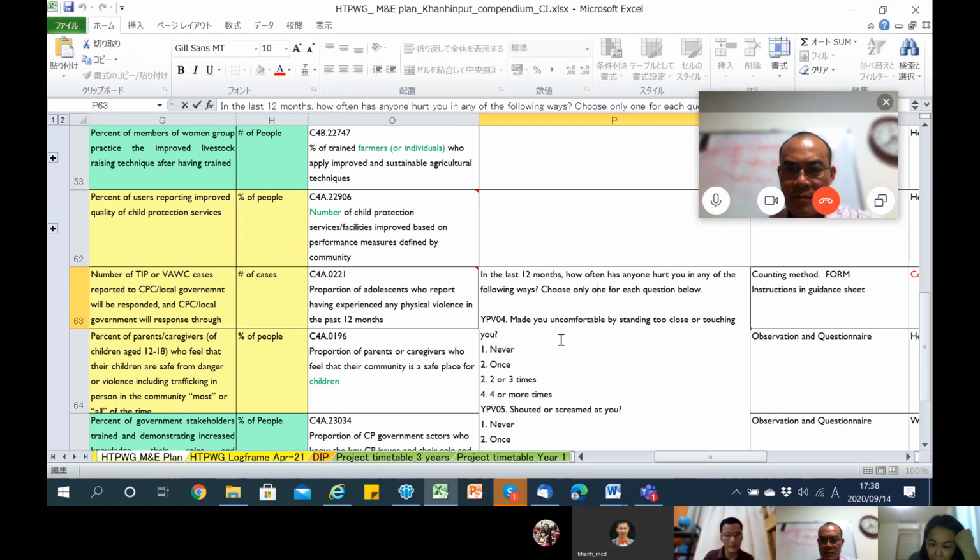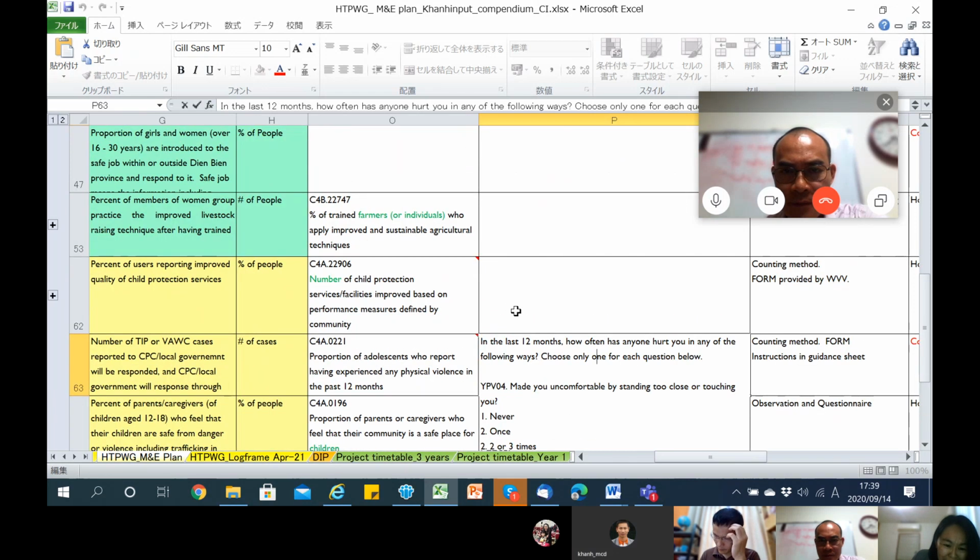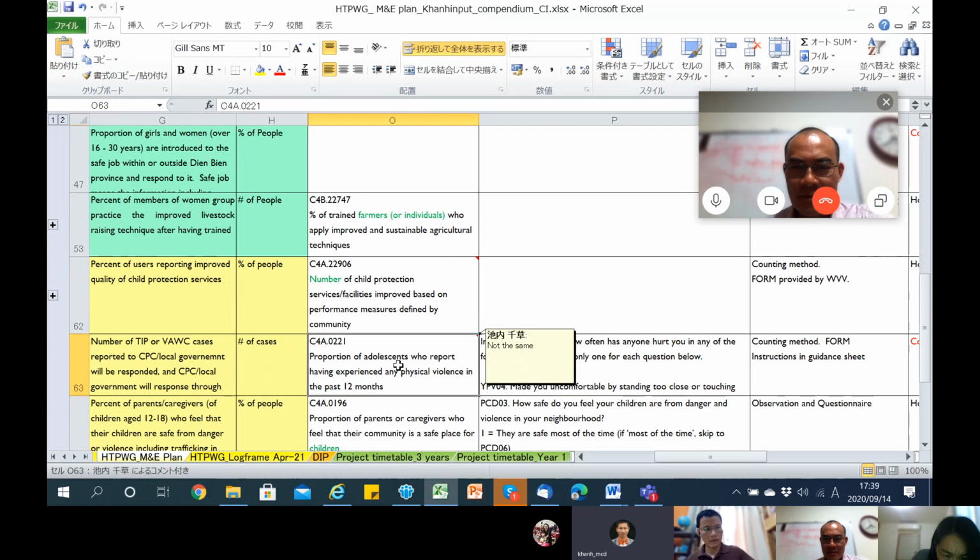Yeah, the first one: made you uncomfortable by standing too close or touching you. Shouted or screamed at you: never, once, 2 or 3 times, 4 or more times. I don't think this is the same indicator as ours, though. Oh, what do you mean?